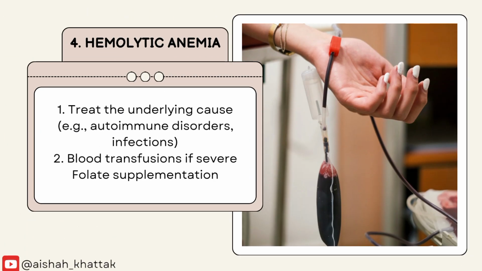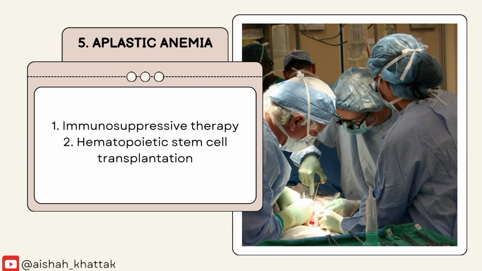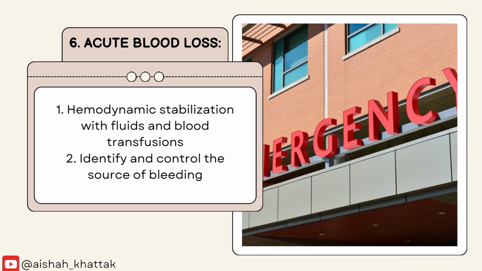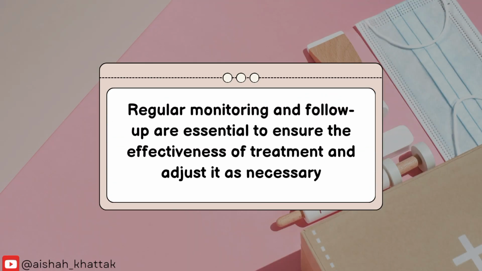For hemolytic anemia, treat the underlying cause, for example, autoimmune disorders, infections, and blood transfusions, and if severe, give folate supplementation. For aplastic anemia, immunosuppressive therapy and hematopoietic stem cell transplantation. For acute blood loss, hemodynamic stabilization with fluids and blood transfusions plus identify and control the source of bleeding. Regular monitoring and follow-up are essential to ensure the effectiveness of treatment and adjust it as necessary.